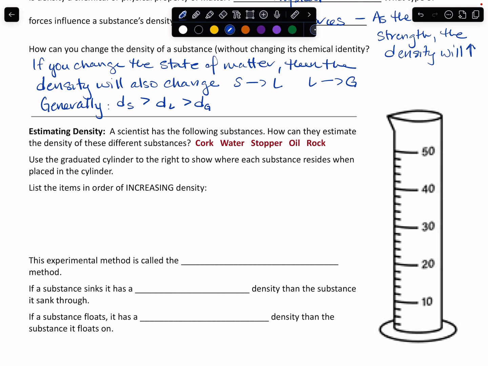How can I estimate the density of these different substances? Use the graduated cylinder to show where all the substances reside when placed in the cylinder. Then list the objects in order of increasing density.